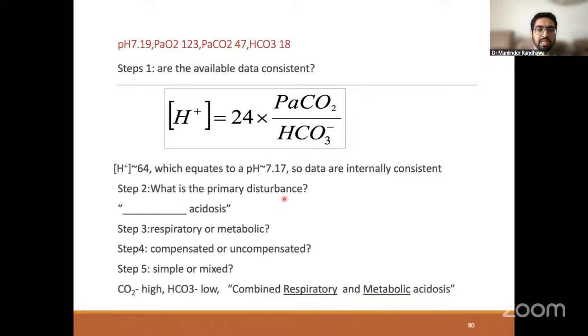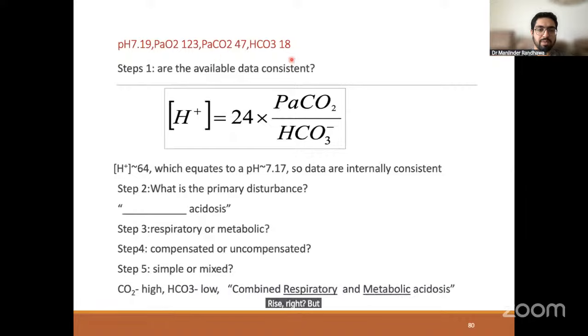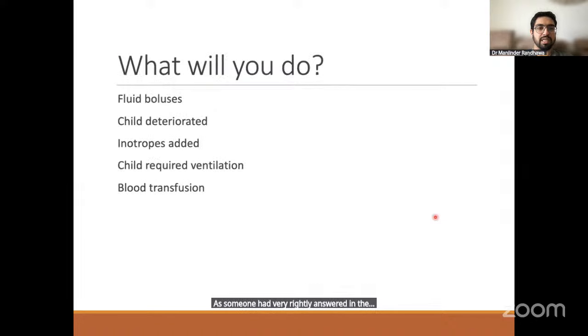Okay. So whether this is compensated or uncompensated. So if you take it as an acute respiratory acidosis, for every 10 rise in CO2, bicarb should rise, right? But here the bicarb is falling. So obviously this is an uncompensated mixed picture. This is a combined respiratory and metabolic acidosis, as someone had very rightly answered in the Q&A section.